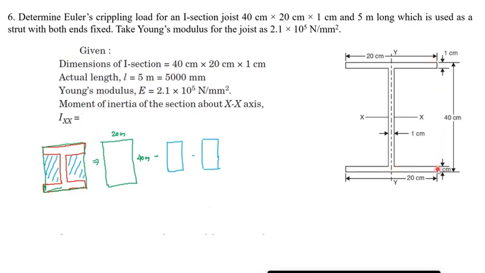Similarly, along the y direction we have total 40. From that, 1 is deducted here, 1 is deducted here, so the remaining will be 38. So I can write this as 9.5 centimeter and this will be 9.5 centimeter, and the total length will be 38 centimeter. This is the x-axis.